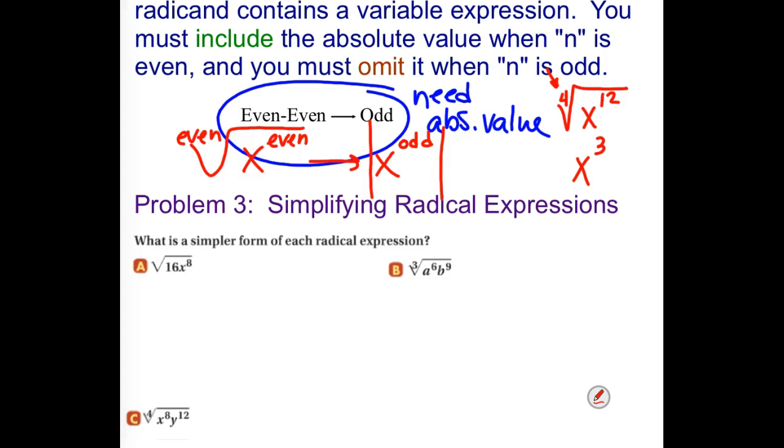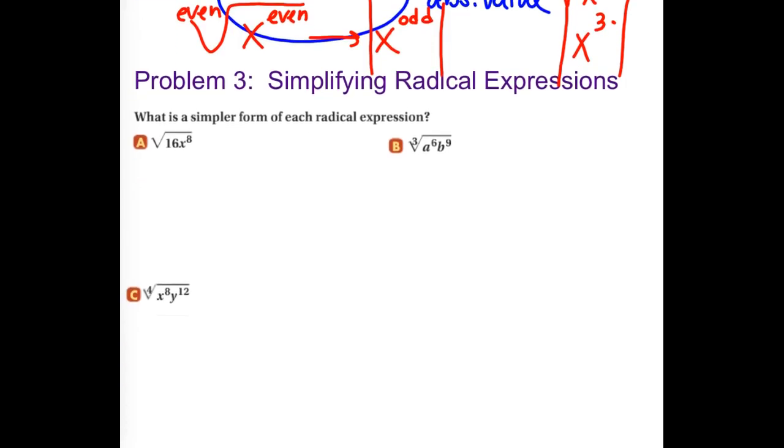We started out with an even root, we had an even power, and we're ending up with an odd power. Do I need bars? Absolute value bars. Yes. Okay. All right. Let's look at a couple examples.